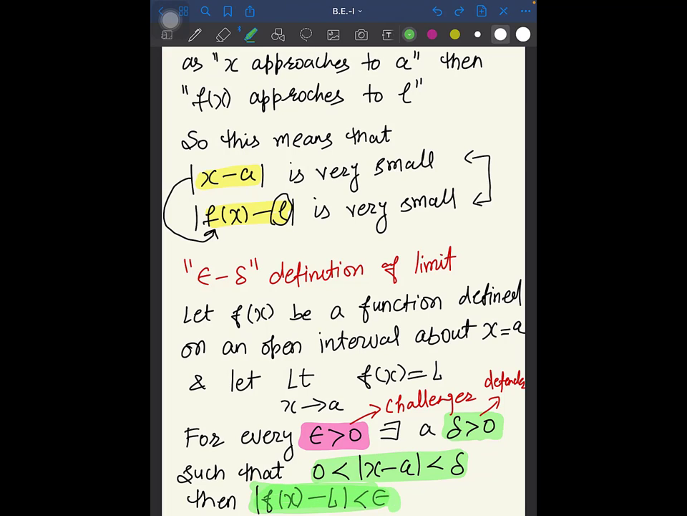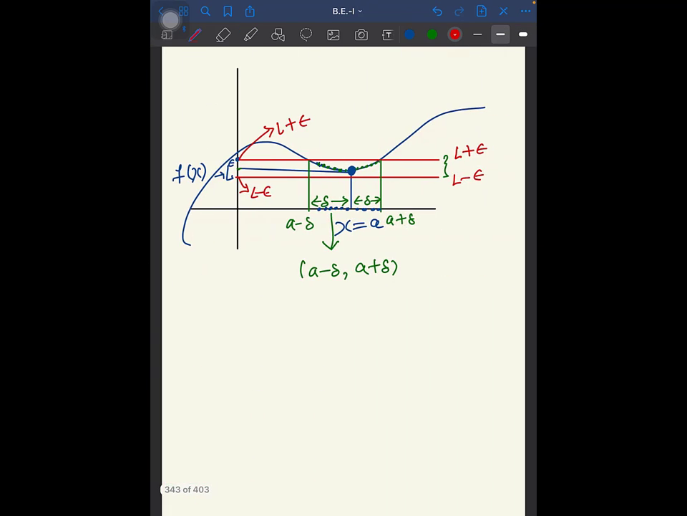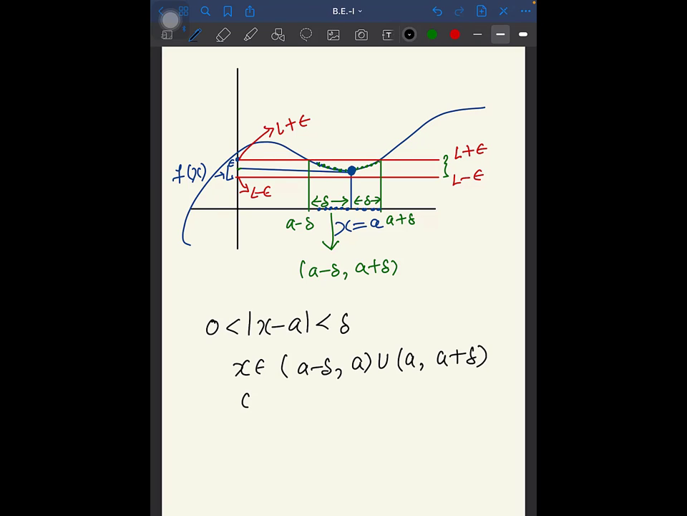That means |f(x) - L| is less than epsilon. Now if you see this inequality, let me make it clear that when you solve this inequality, this will be like a minus delta to a union a to a plus delta. In other words, that is a minus delta to a plus delta except point a. So you discarded the point a.